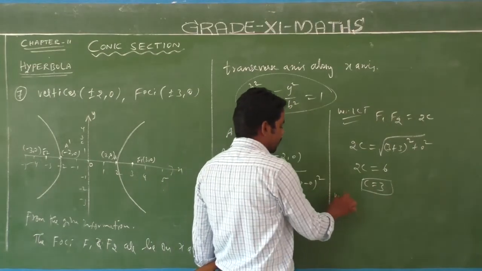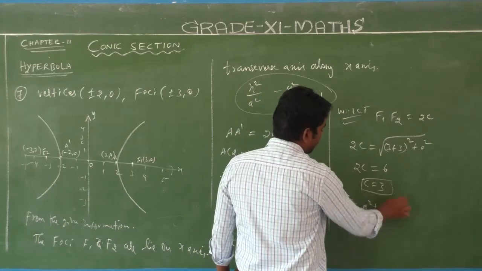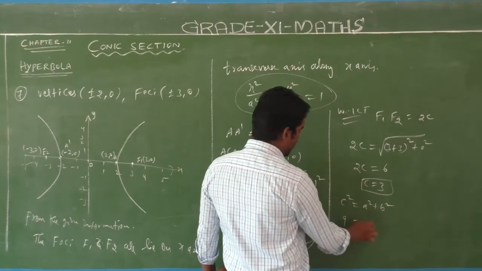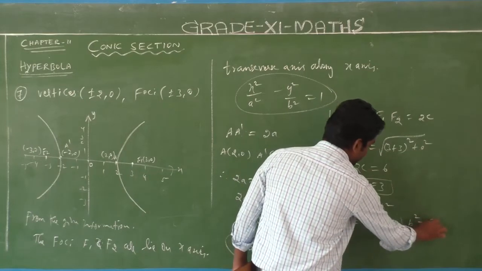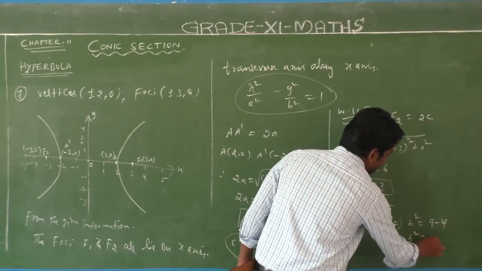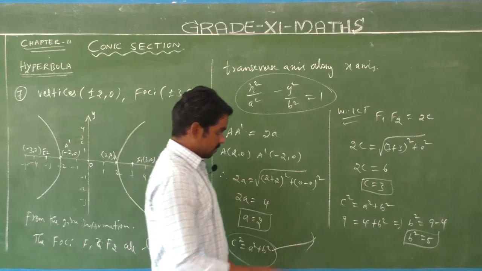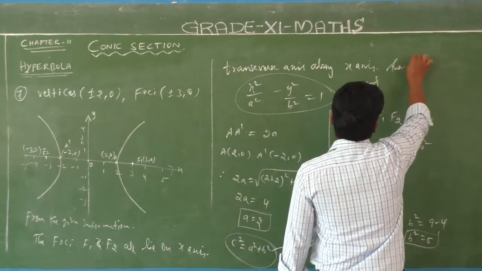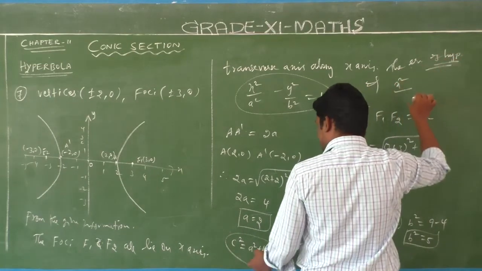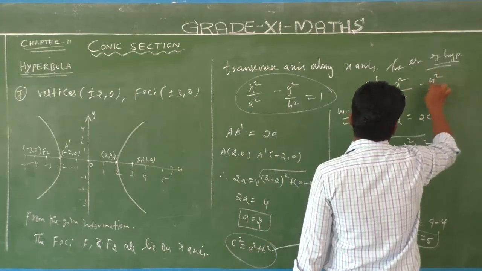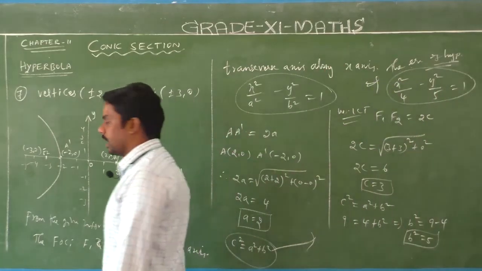We know the formula c squared is equal to a squared plus b squared. So c squared is 3 squared, 9; a squared is 2 squared, 4, plus b squared. This implies b squared is equal to 9 minus 4, which is 5. The value of b squared is 5. So substituting, the equation of the hyperbola is x squared by 4 minus y squared by 5 equals 1. This is the required equation of the hyperbola.